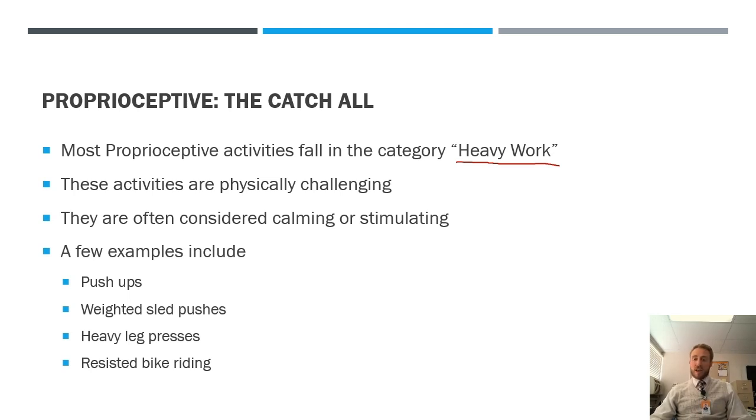So some practical examples of proprioceptive heavy work activities are push-ups, sled pushes, a heavy leg press, maybe bike riding with resistance. Sometimes I would provide the resistance for a leg press for some of my littles. I'd have them lie down and I'd put their feet right on my chest and I'd have them push. I just have them push as hard as they could, and I would respond just enough to move. I mean, I had to move myself because they're not strong enough to lift my torso, but I would let them work as hard as they could.